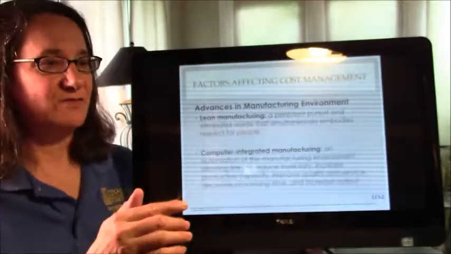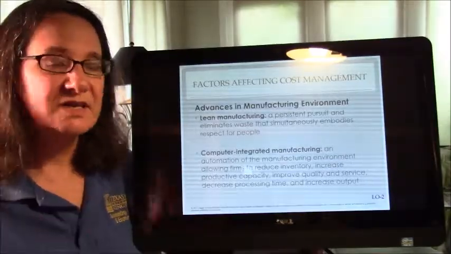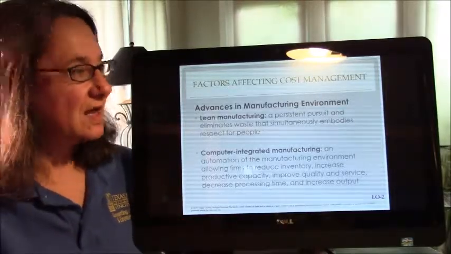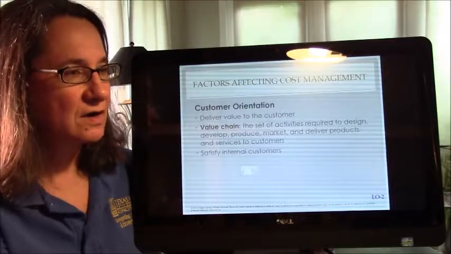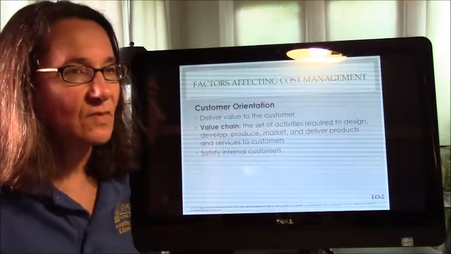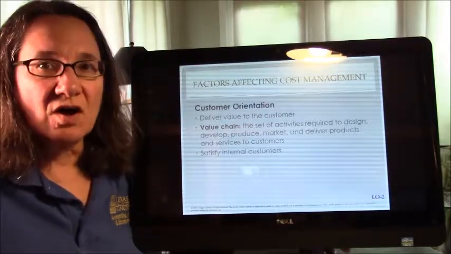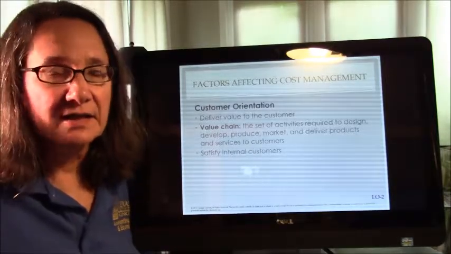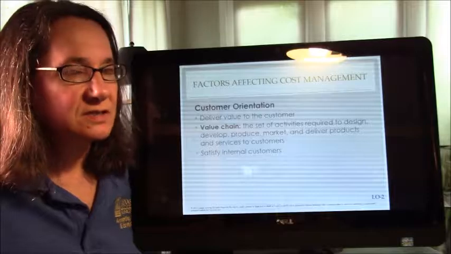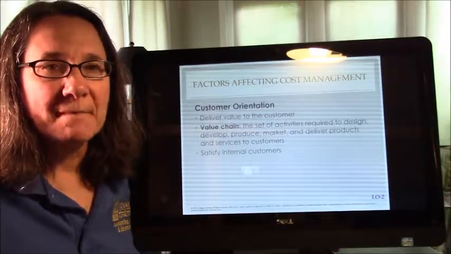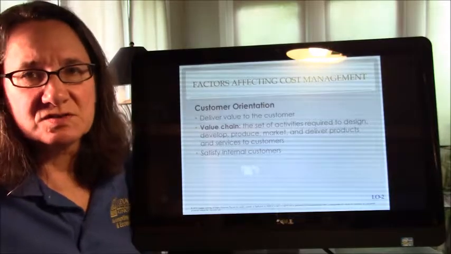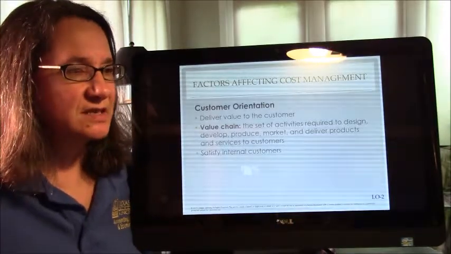Some do lean manufacturing. Some do completely computer integrated manufacturing. So there's a lot to consider when you're thinking about cost accounting systems and setting them up. What kind of, are they running lean? What are they doing? Certainly there's much more customer orientation to manufacturing and, of course, service related industries.